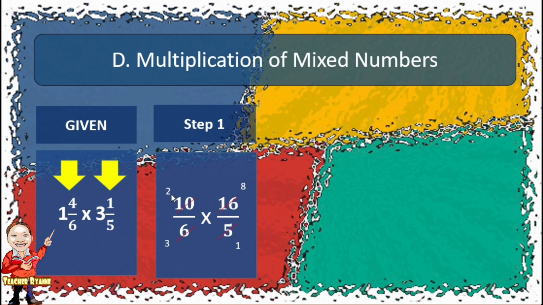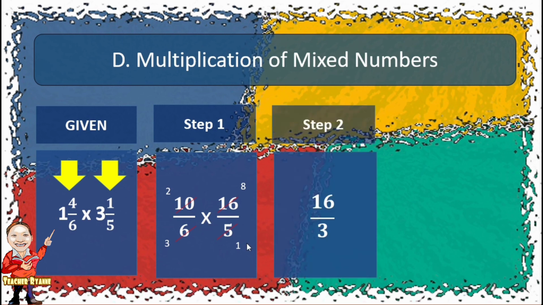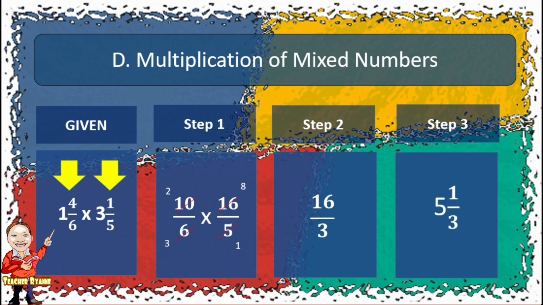So we will multiply numerator to numerator, denominator to denominator. 2 times 8 is 16 and 3 times 1 is 3. So 16 over 3. If you notice, it is an improper fraction, so we will make it a mixed number. 16 divided by 3 is 5, and we will have a remainder of 1, and then copy 3. So 5 and 1 over 3.